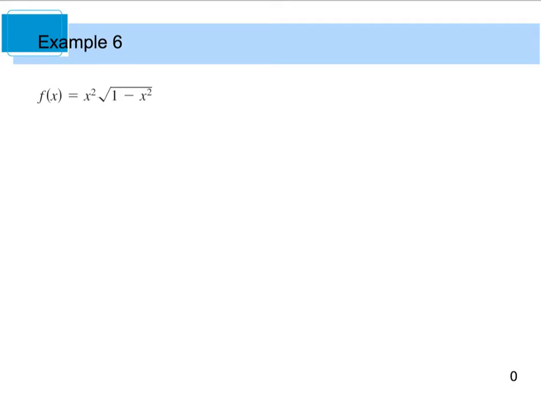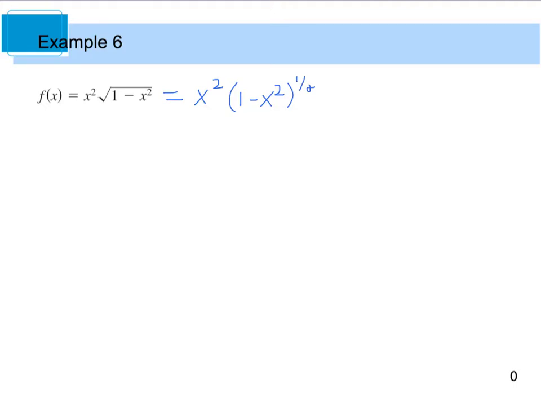Example 6 says to find the derivative of f of x equals x squared times the square root of the quantity 1 minus x squared. Before I do any derivatives, the first thing I would do is rewrite this as the product and get rid of any radicals and write them as fractional exponents. So I can rewrite this as x squared times the quantity of 1 minus x squared raised to the 1/2 power.